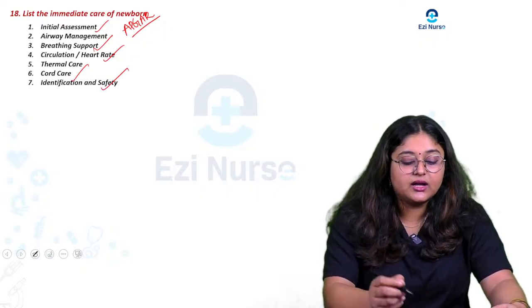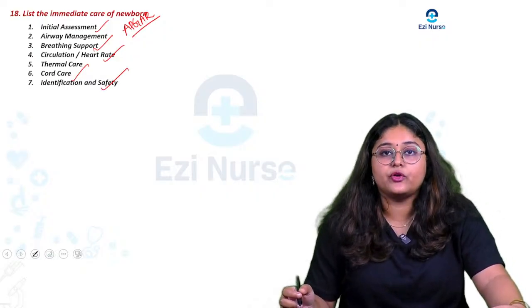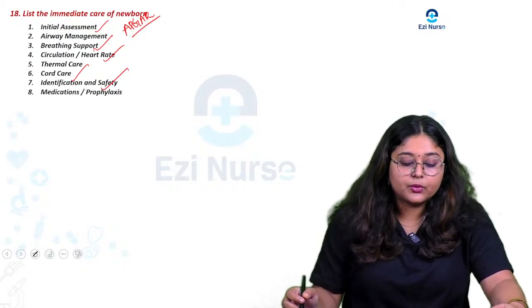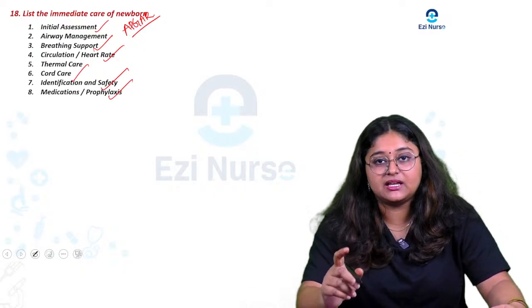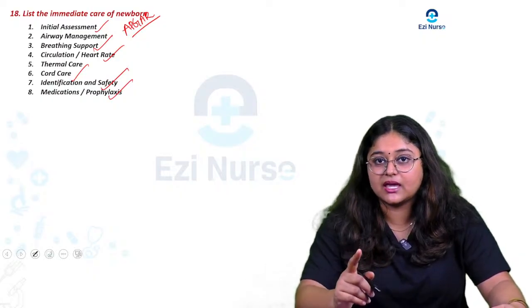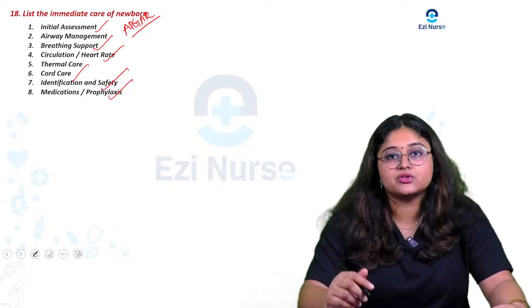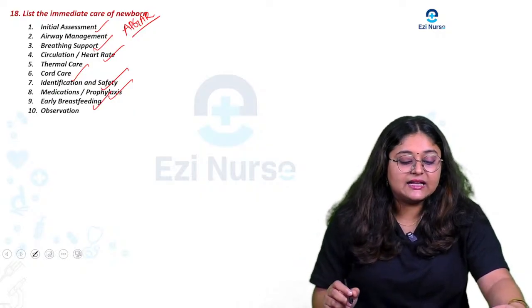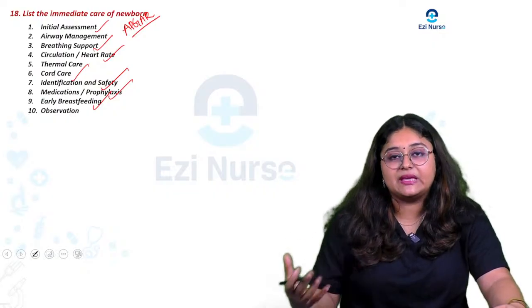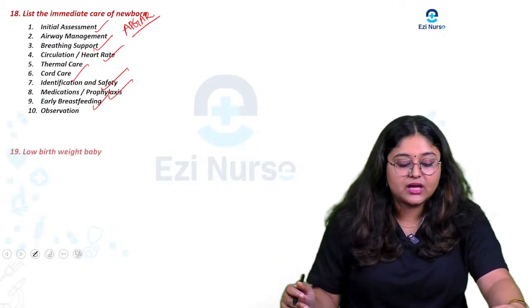Next is identification and safety. For that we have to provide an identification band. Medication and prophylaxis: immediately after birth we have to give medication, that is the vitamin K injection. And sometimes BCG or OPV you can also provide at birth itself. Next is early breastfeeding, and next is observation. How the baby is developing, the baby's weight, height, everything we have to observe.